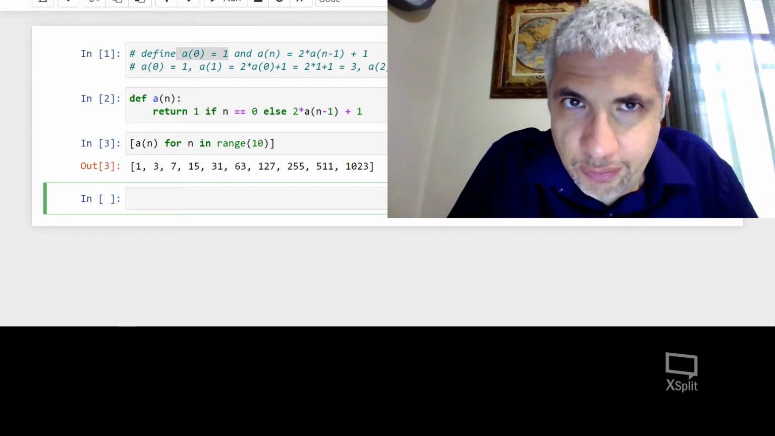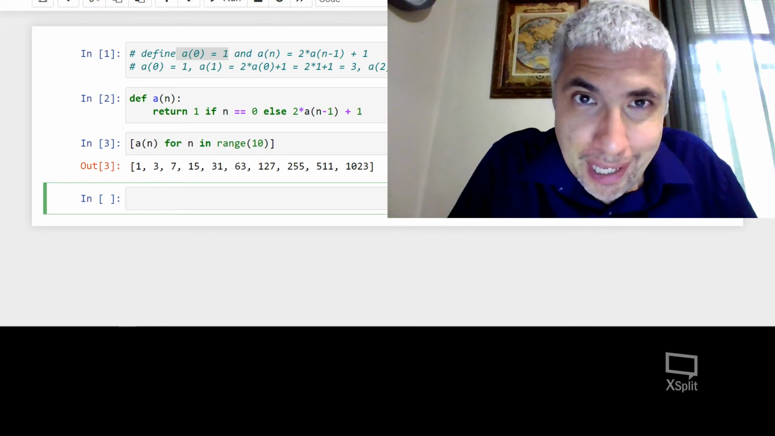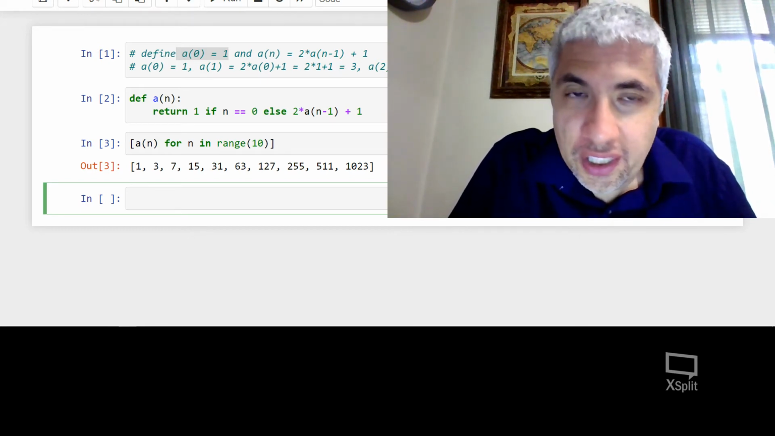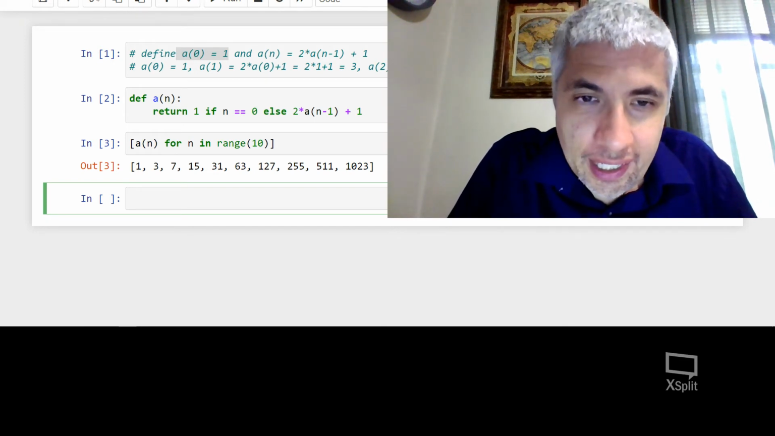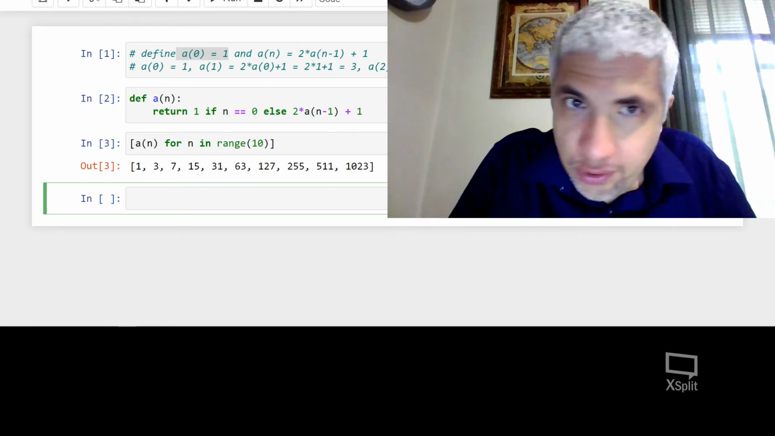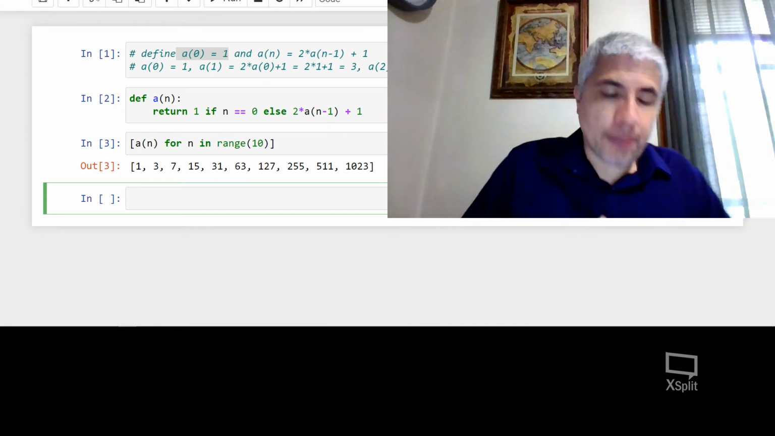I'm going to leave the math question. There's an obvious math question here. Can you come up with a formula to predict what each of these are? And then why does this recurrence give you that? So good math question, but we're going to stick to Python here.